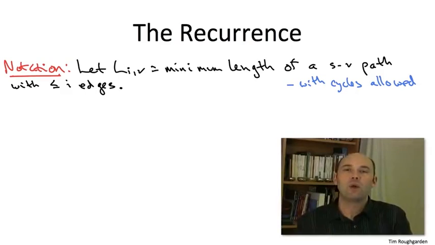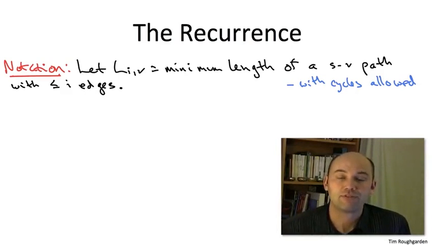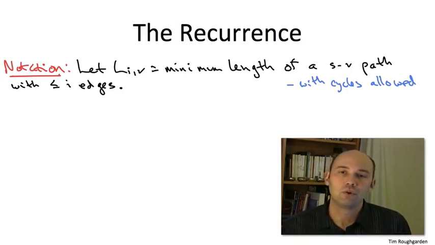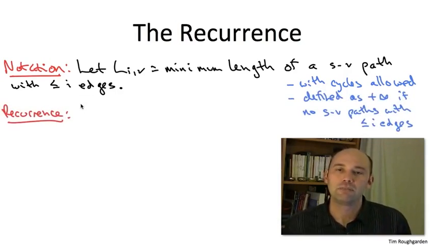I also need to explain what I mean in the case that there are no paths from S to V with at most I edges. And indeed, when I is very small, that will in fact be the case for many destinations V. So if there's no way to get from S to V using only I hops, we just define L_I,V to be plus infinity.